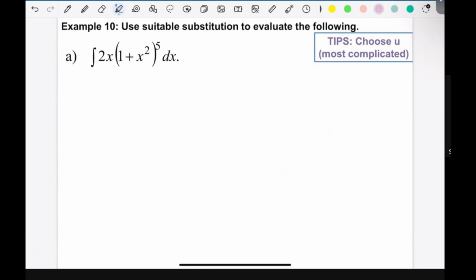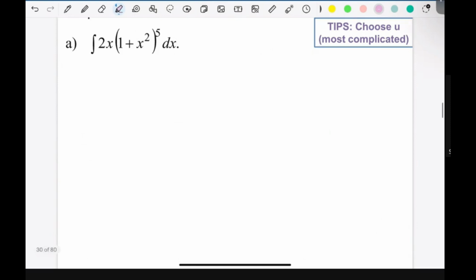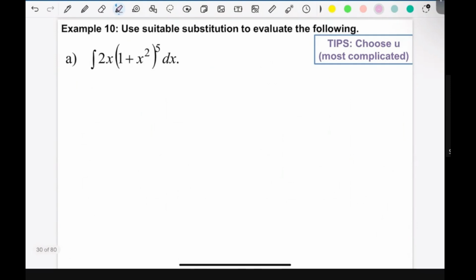So example 10, we have to use suitable substitution to evaluate the following. So now we have to integrate 2x times 1 plus x squared to the power of 5. If we analyze this function, it's clear that we have two different functions. First one is 2x, and then we multiply with 1 plus x squared to the power of 5. Obviously, you cannot simplify this function. Yes, you can, but then it's very complicated. We have to the power of 5, so it's impossible for you to expand this 5 times.